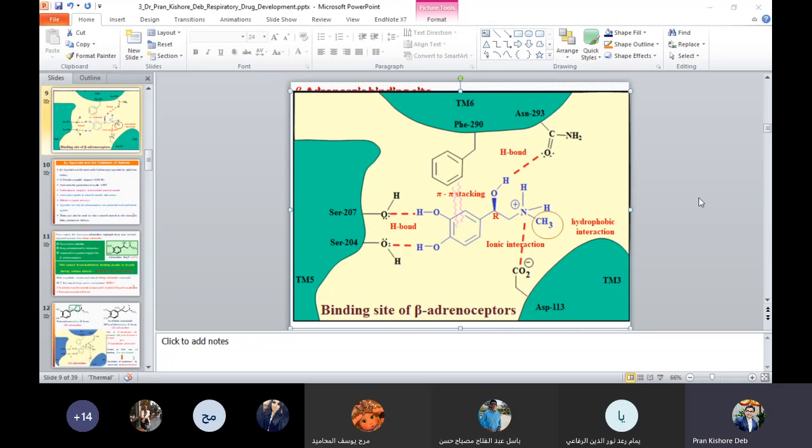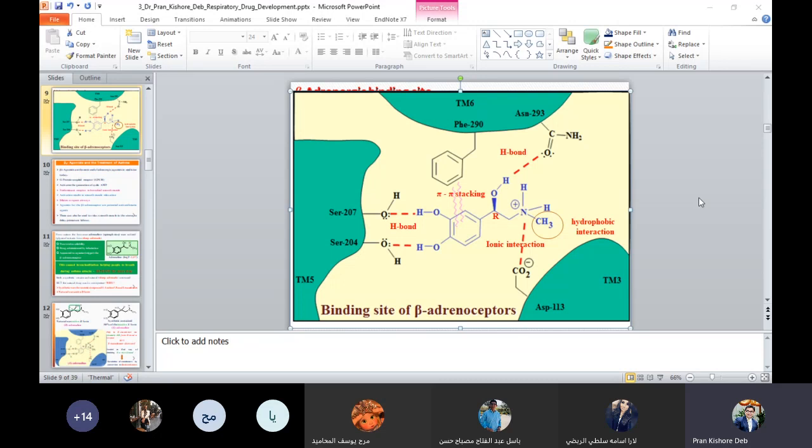What is the importance of catechol? What is the advantage and disadvantage of catechol? It makes hydrogen bonding with serine. So the requirement of the catechol group is that it is required to form important hydrogen bonding with serine 207 and 204.